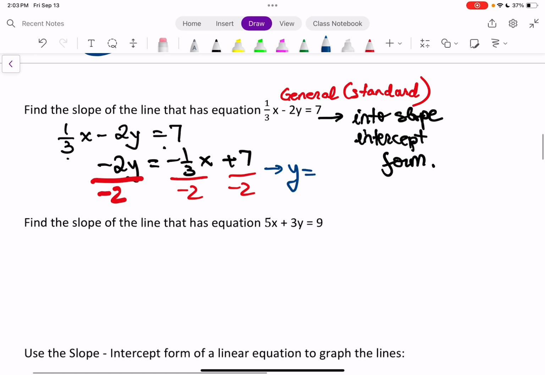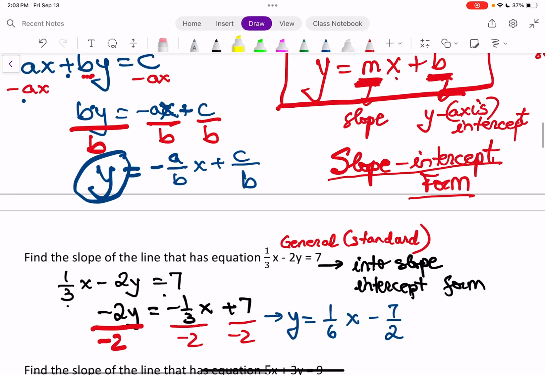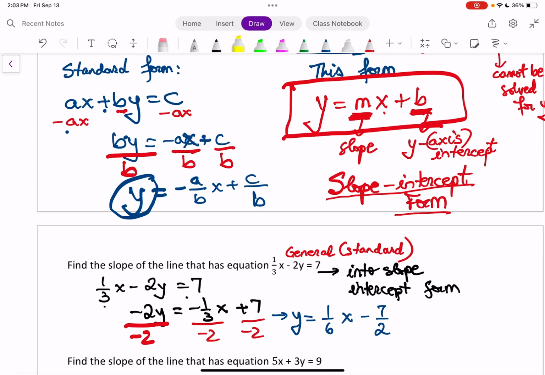Take your calculators and let them divide -1/3 by -2. And what your calculator is going to say is something as simple as 1/6. And then 7 divided by -2 is -7/2. But what we're interested in is the slope of this line. So remember, I said if you get y by itself, the slope is simply the coefficient of x on the other side. So therefore, we know the slope of this line is going to equal 1/6.